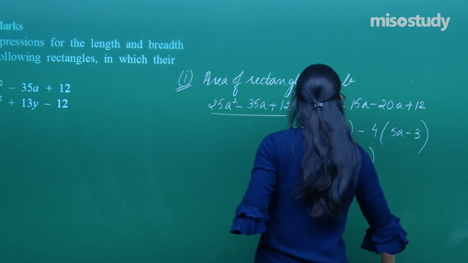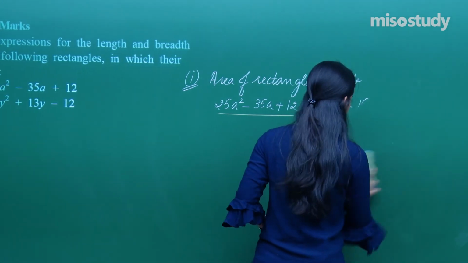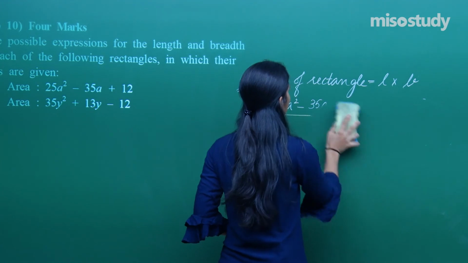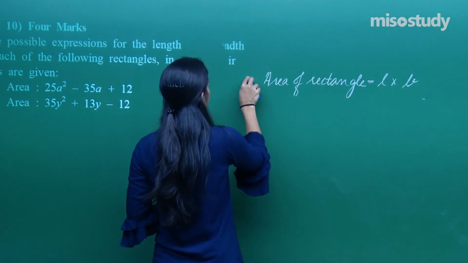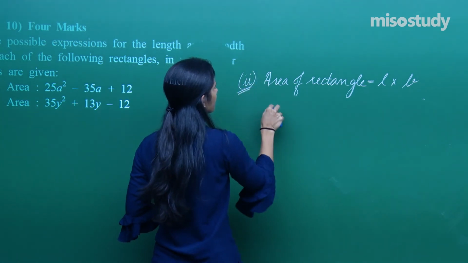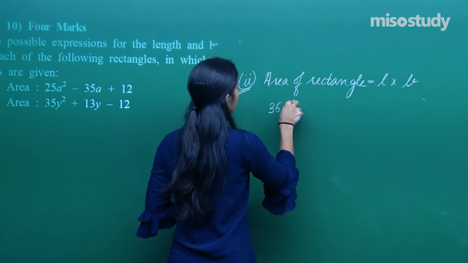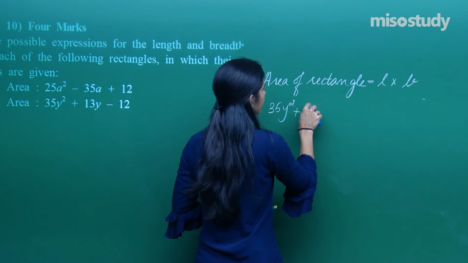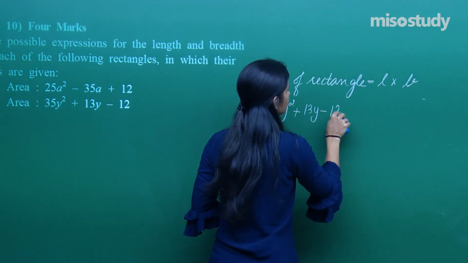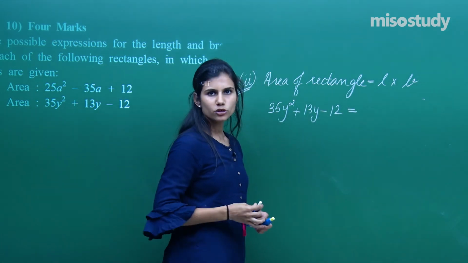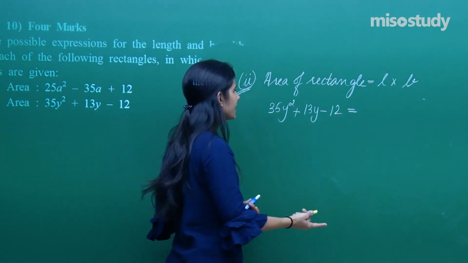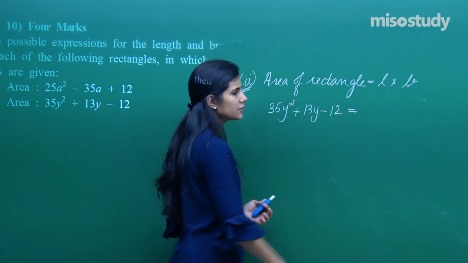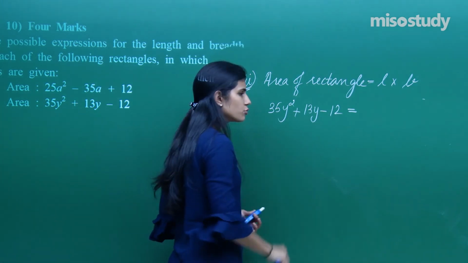Next I have 35y square plus 13y minus 12. Let's do it here itself. Again, I have to write it as a product of two linear factors. What should be my two terms which I should multiply so that the product comes out to be the same as 35 into 12 and the sum comes out to be 13?